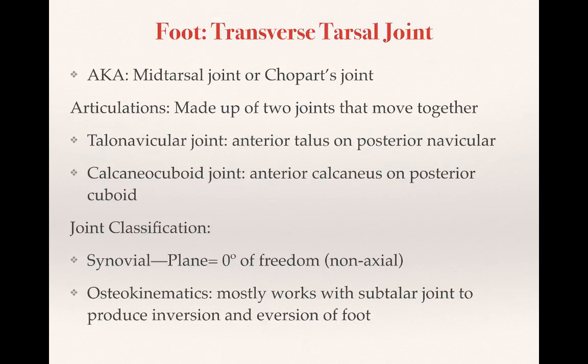The next joint distal to that is the transverse tarsal joint. Sometimes this is referred to as the mid-tarsal joint or Chopart's joint. This joint is actually made up of two different joints. The talonavicular joint, which is the anterior talus and the posterior navicular, and the calcaneocuboid joint. This is the anterior calcaneus with the posterior cuboid. Independent motion of these two joints does not normally occur, so they're often referred to as one joint.